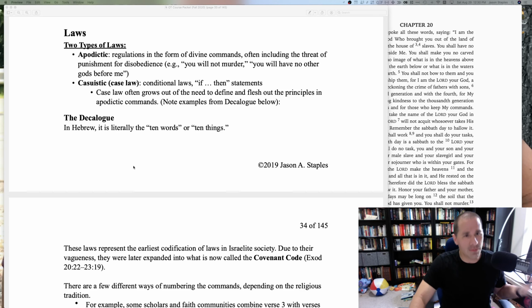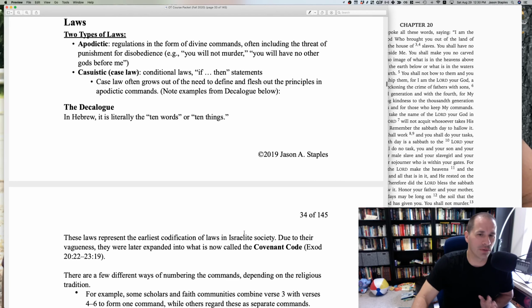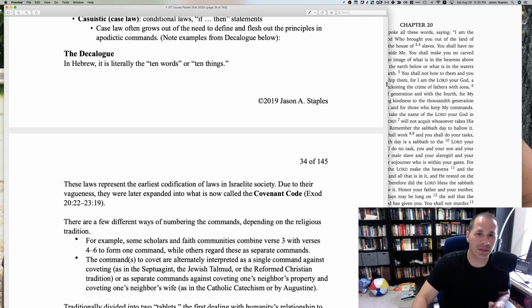So in Hebrew, first of all, let's go ahead and talk about the Decalogue. In Hebrew, the Decalogue, as it means literally, is called the 10 words. Here, Decalogue just means the 10 laws. In Hebrew, it's the 10 words or 10 things. And this is the earliest codification of laws in Israelite society, as far as we can tell. And the thing is, they're pretty vague, so they get expanded into what's now called the covenant codes. So that's basically the next 3 chapters following that.